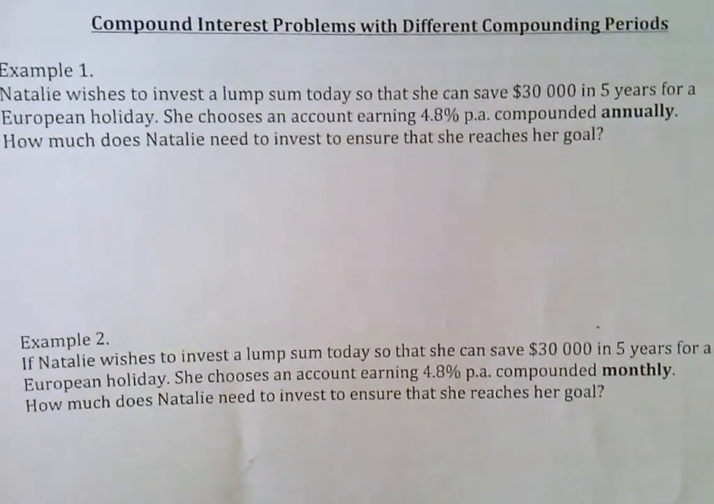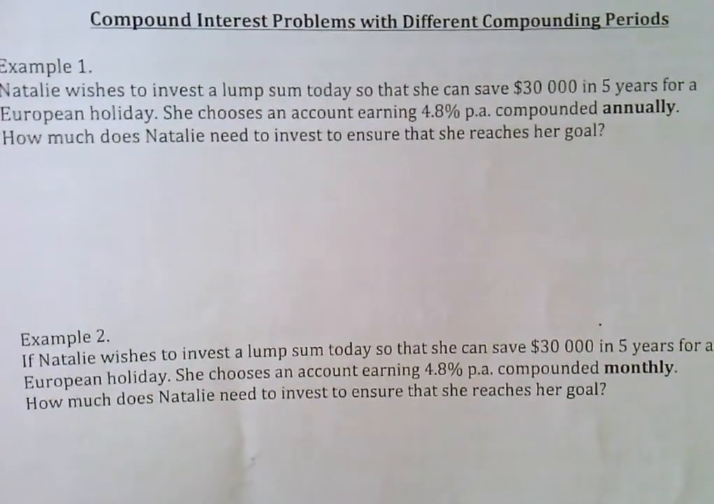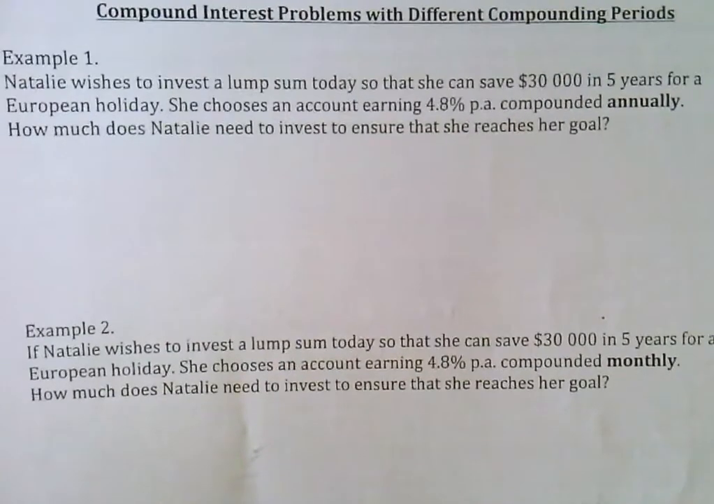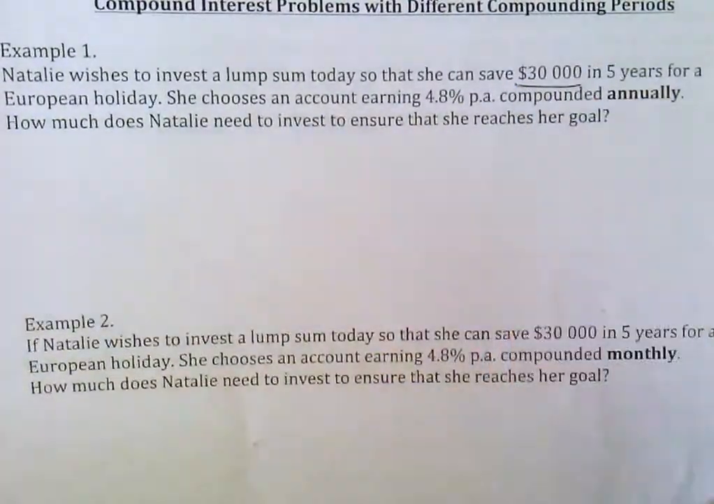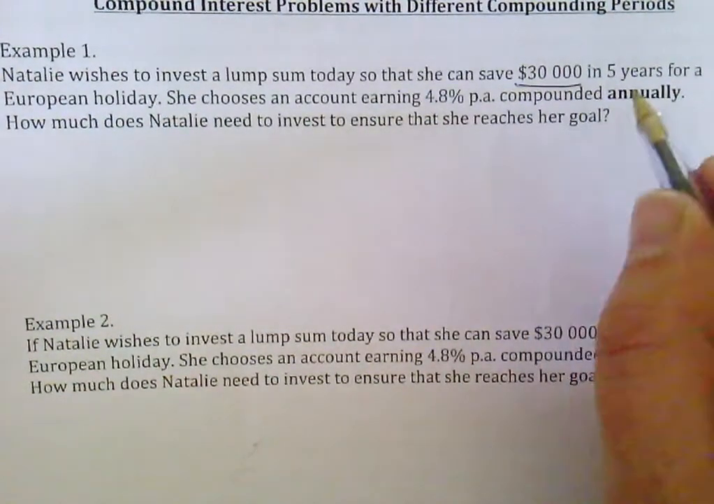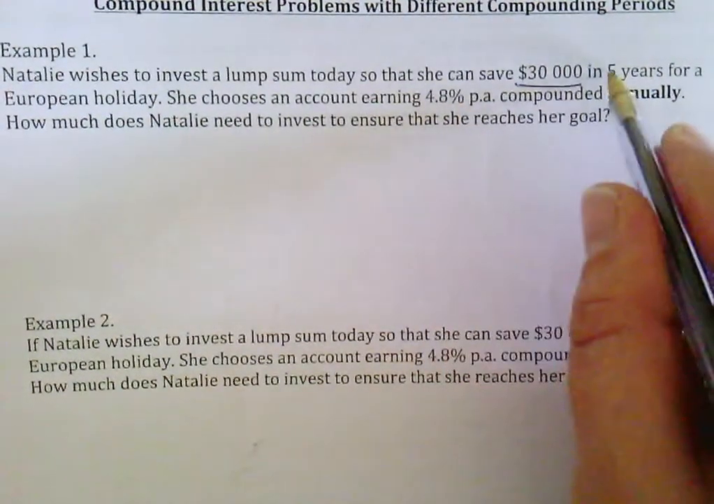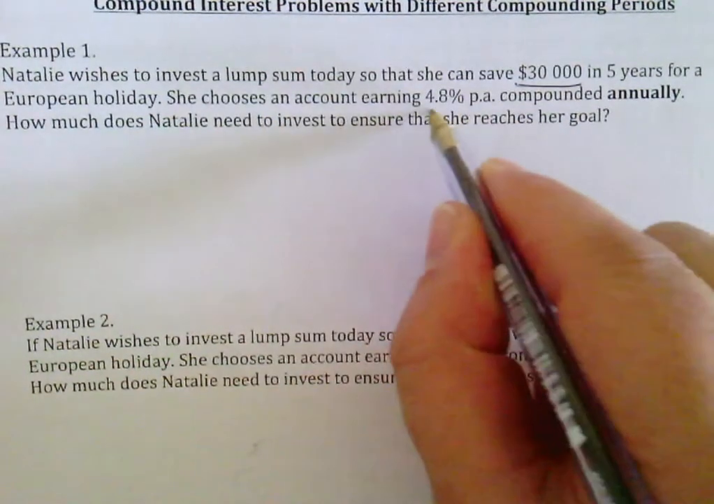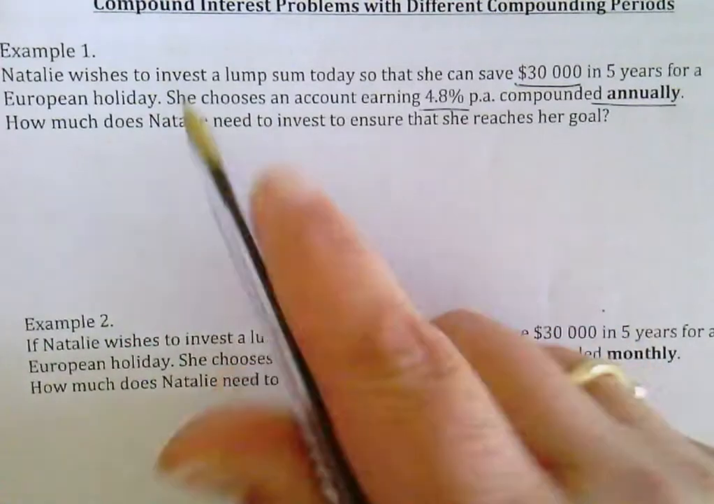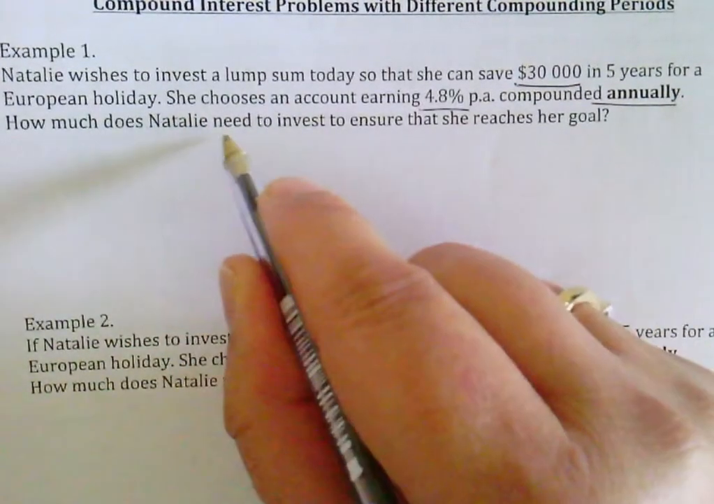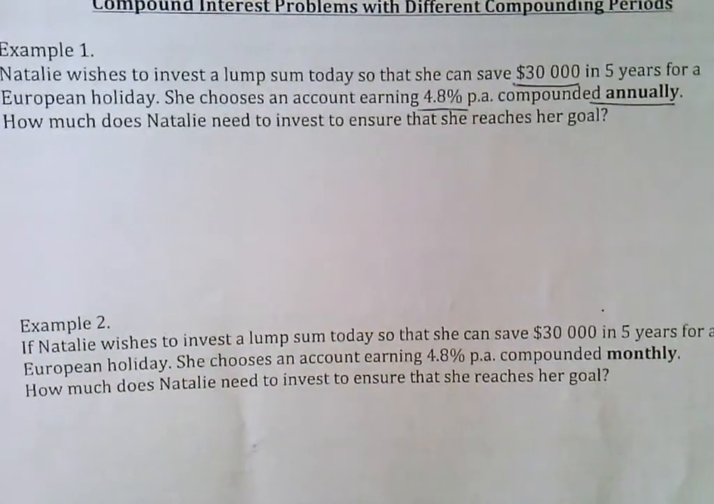Okay, we're looking at compound interest problems with different compounding periods now. Example 1: Natalie wishes to invest a lump sum today so that she can save $30,000 in 5 years for a European holiday. She chooses an account earning 4.8% per annum compounding annually. How much does she need to invest to ensure that she reaches her goal?